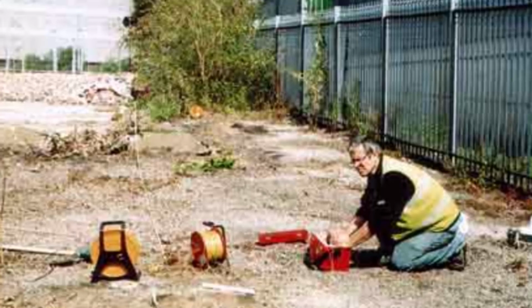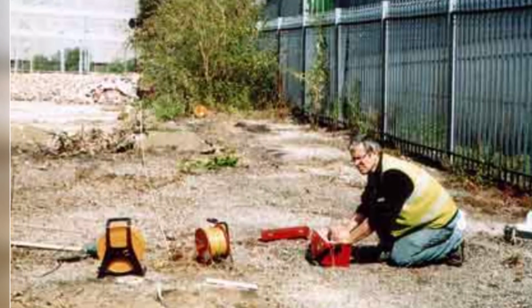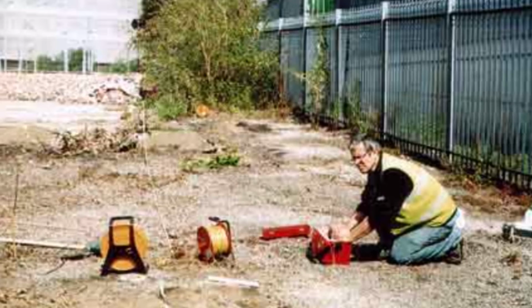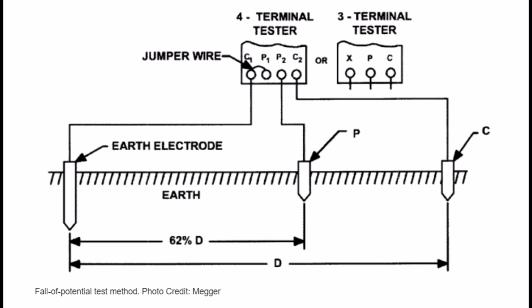Soil resistivity can be measured using various techniques such as the 4-point method, Schlumberger method, and the fall of potential method. Measurements are typically performed by placing electrodes in the soil and measuring the potential difference between them. This potential difference is then used to calculate the soil resistivity.